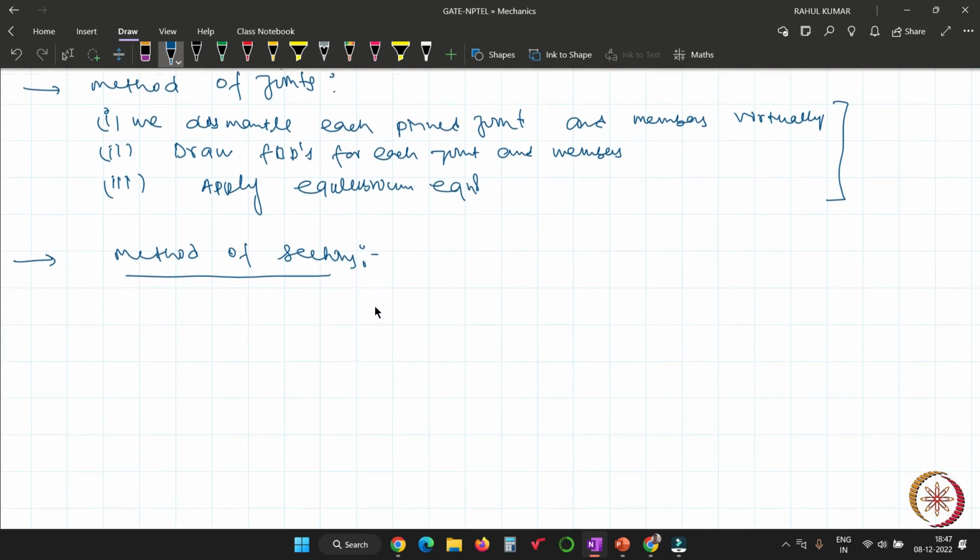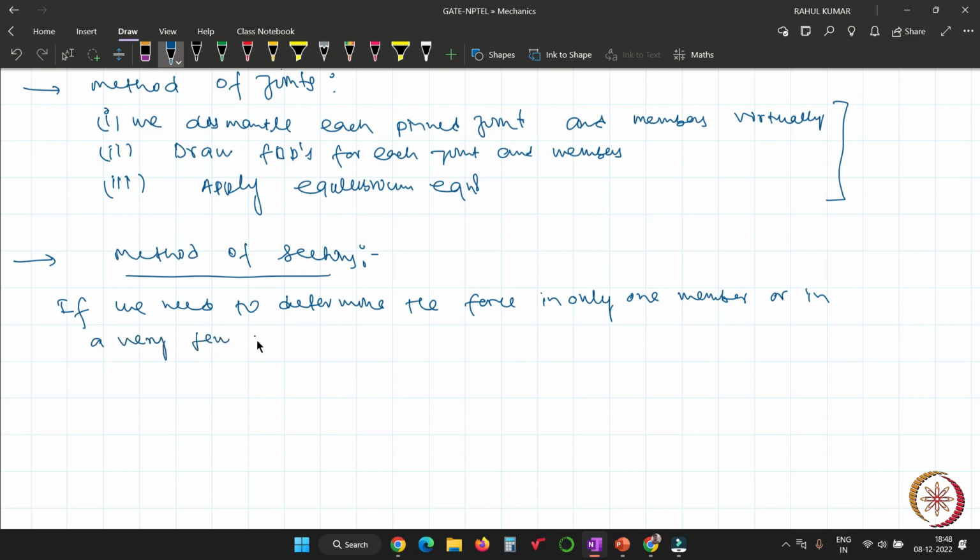So the biggest advantage of the method of sections is, if we need to determine the force in only one member, or in a very few members, then the method of sections is most efficient.